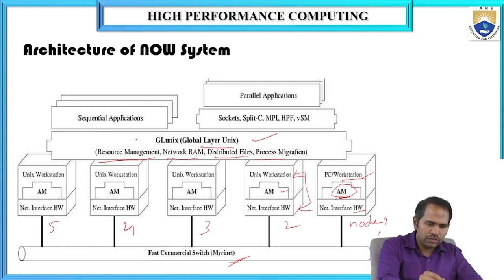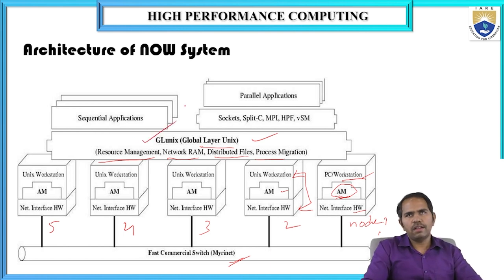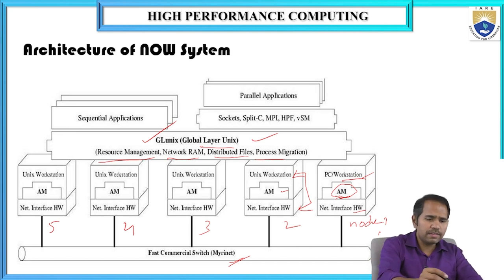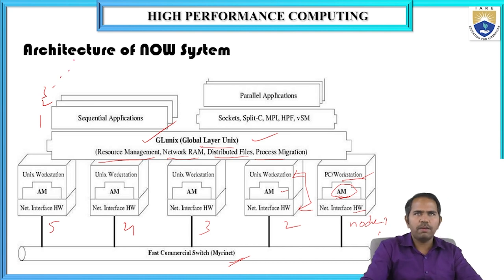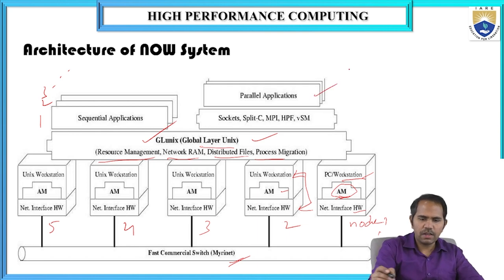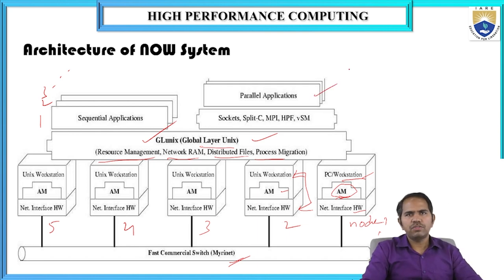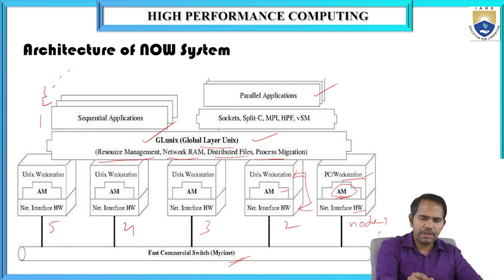So see here, GLUnix remotely executes these different sequential applications, like application 1, 2, 3, 4 and so on. A number of sequential applications interact with GLUnix. And in parallel, it handles parallel applications, which should run at the same time, that is, simultaneously executing the processes and tasks. Now the parallel application has to be connected with a socket.